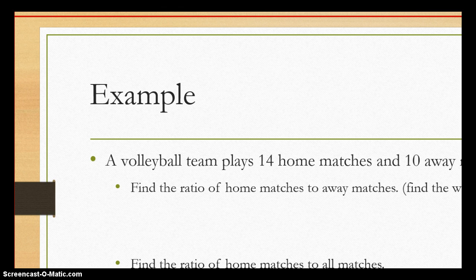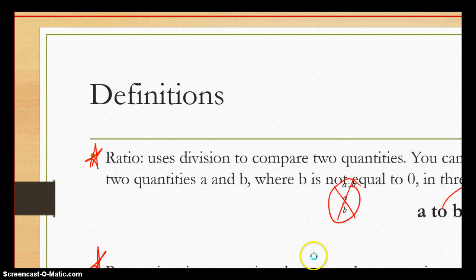So here's an example. A volleyball team plays 14 home matches and 10 away matches. Question A: find the ratio of home matches to away matches. Now going back, I said this word "to" is very important. It's very key.